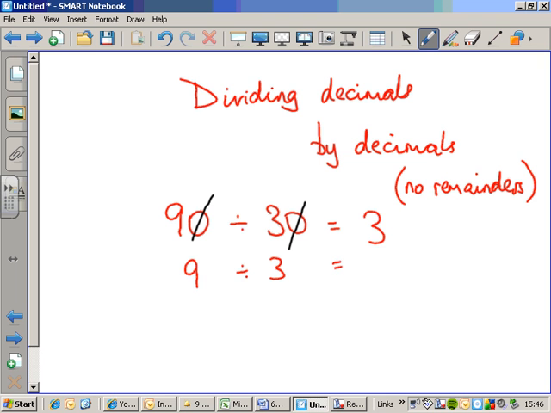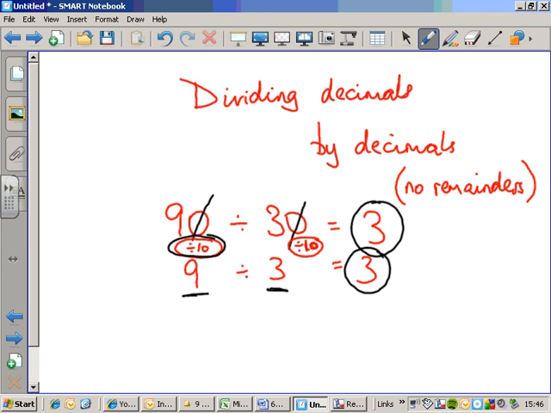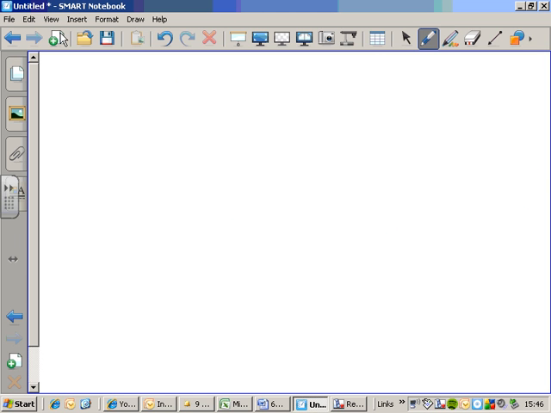How many 3s go into 9? Of course, it's 3. So, in actual fact, what we see here is if we adjust the two numbers in a division sum by the same factor or multiple, in this case we divided them both by 10, then if we divide the two new numbers that we get, the answer will be the same as the original answer. So long as you adjust your two numbers in your division sum by the same factor or multiple, then the answer you get using the new numbers will be the same as the answer you would have got with your original sum. I'll show you another example.